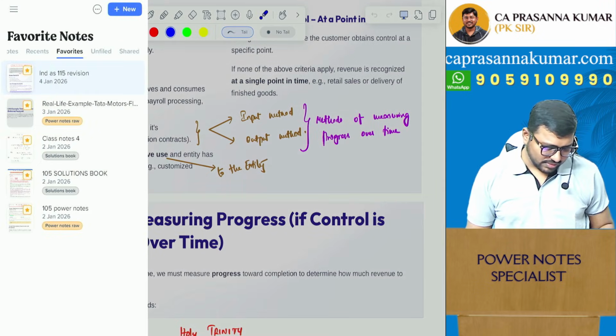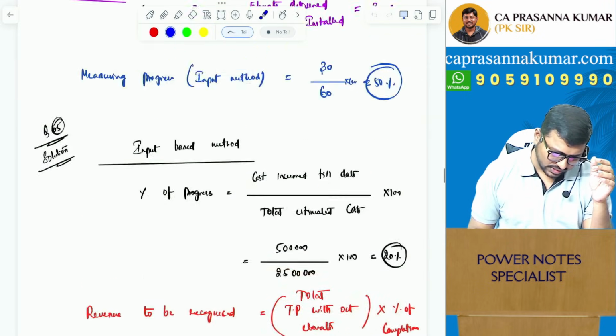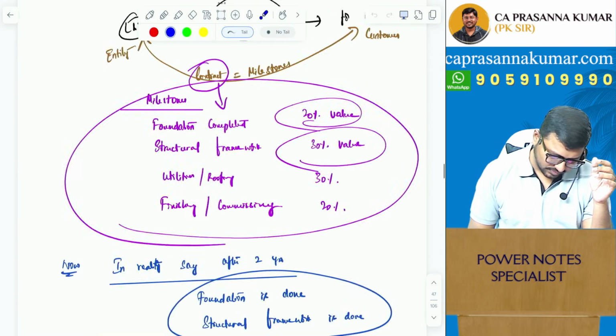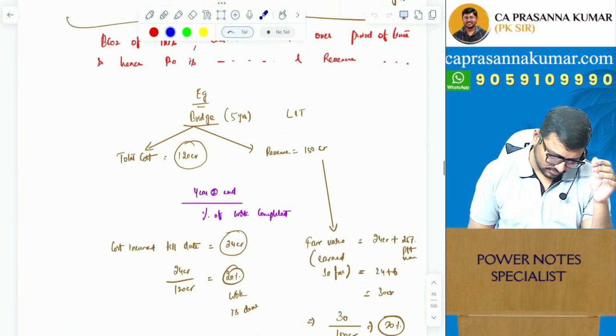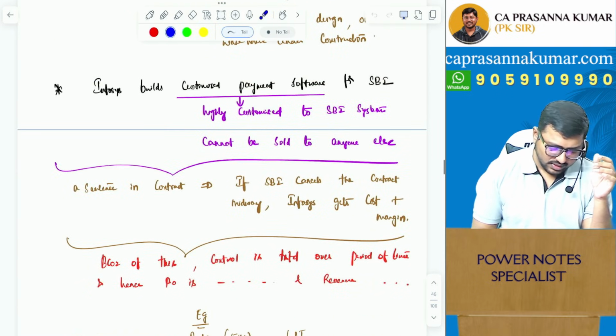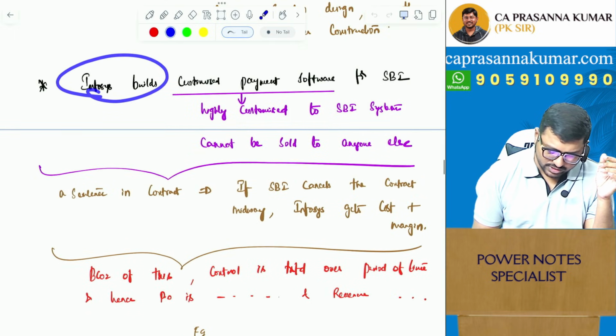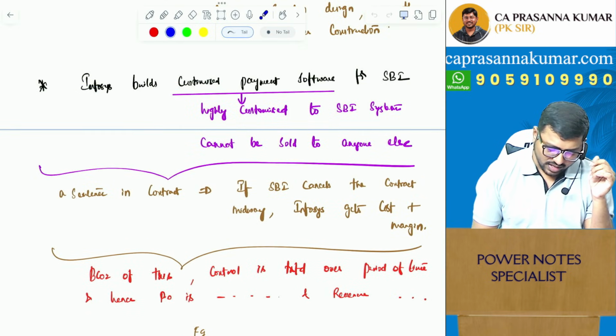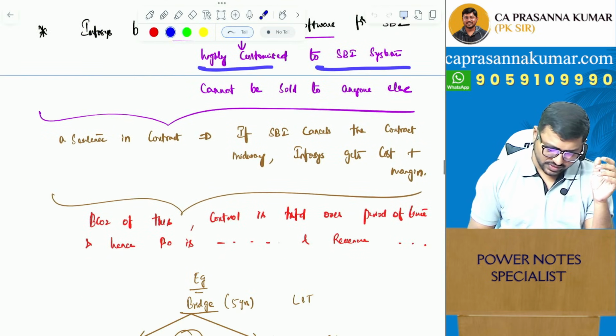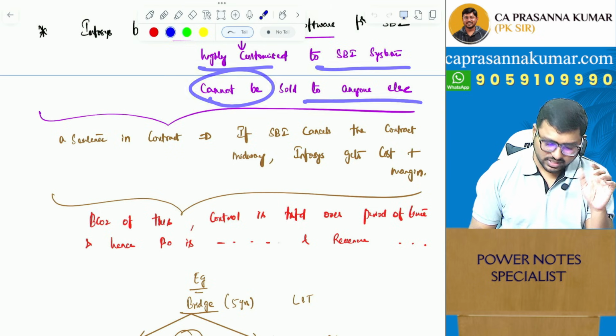I'll show you an example. You can see here. Just a second. See, Rana. Infosys builds customized payment software for SBI. Okay, highly customized for SBI system. So which means it cannot be sold to anyone else.